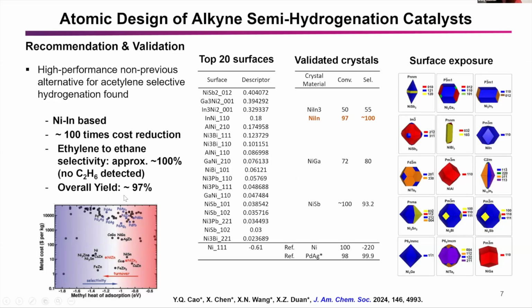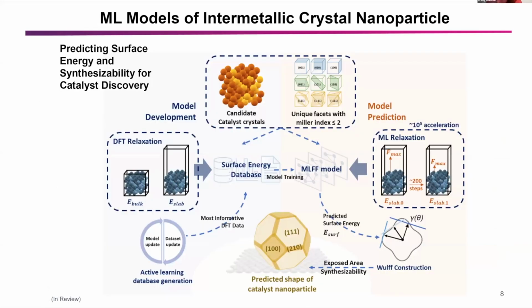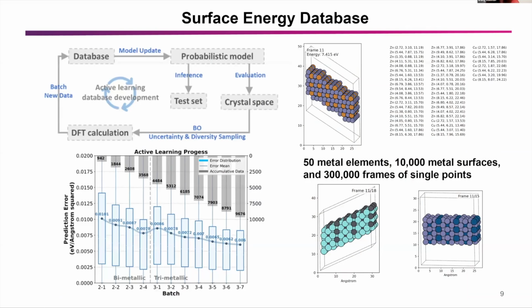Interestingly, in this work we realized it takes a lot of time to calculate the surface exposure. Then we started a project to screen this whole database, to see if we can screen all the candidate catalysts, especially bimetal and trimetal, looking at the surface energy to generate a model that can predict crystal nanoparticle surface energy. By using this, we hope to build up a comprehensive data set. And definitely active learning could be a good tool to guide the search of the data set.